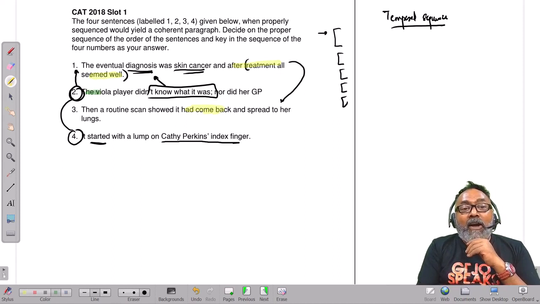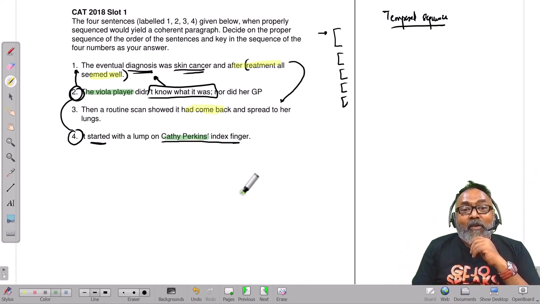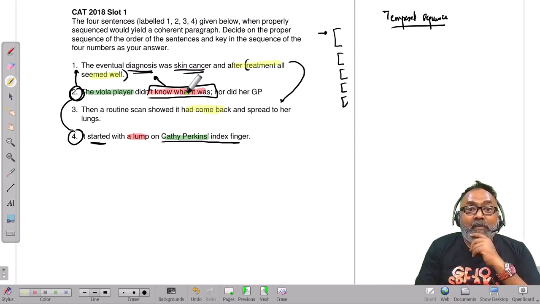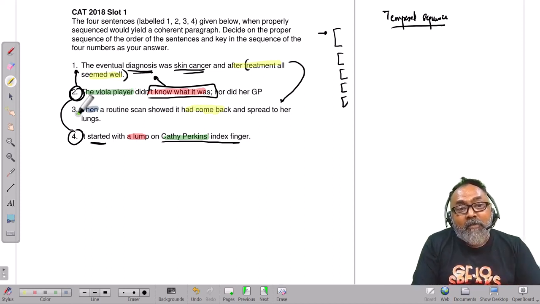You say this word, the viola player. Who is the viola player? Okay, Kathy Perkins. Therefore, there is that connection. Okay, it started with a lump. We didn't know what it was. There is that connection. We did. Then a routine scan showed it had come back. There is that connection from 1 to 3.